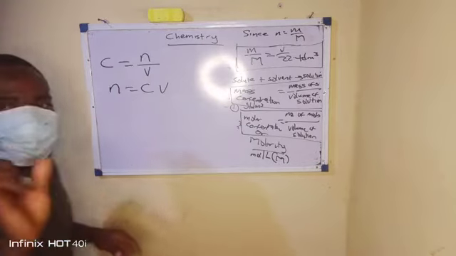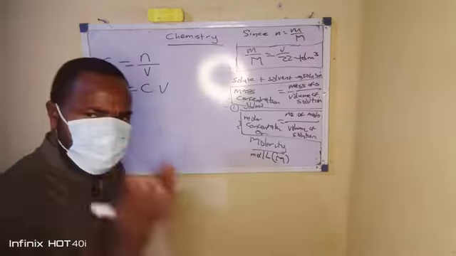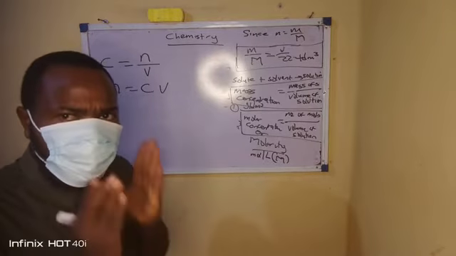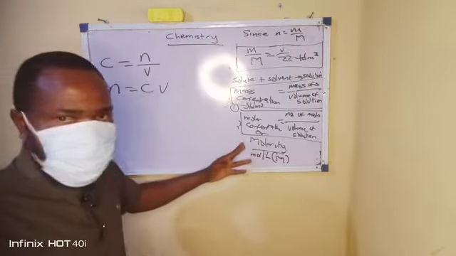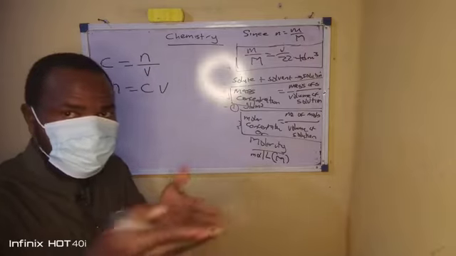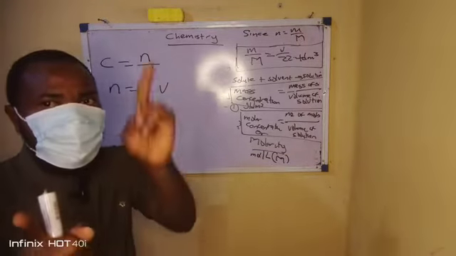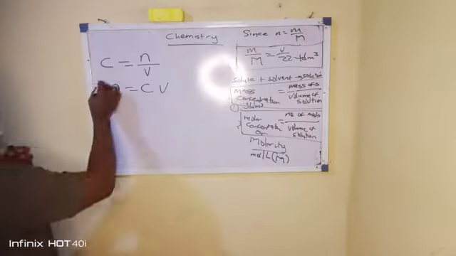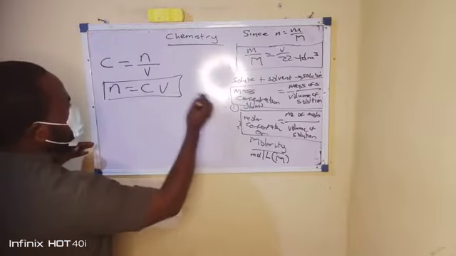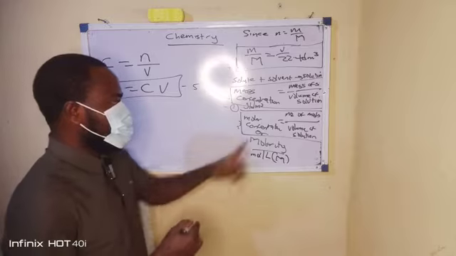But remember, you put at the back of your mind that the volume should always be in dm cube or in liters. And of course, we said it just now, to convert cm cube to dm cube, you divide by 1000. But to convert dm cube to cm cube, you multiply by 1000. Now, this formula, I'll call it equation 5 because this one is the fifth formula that we shared.